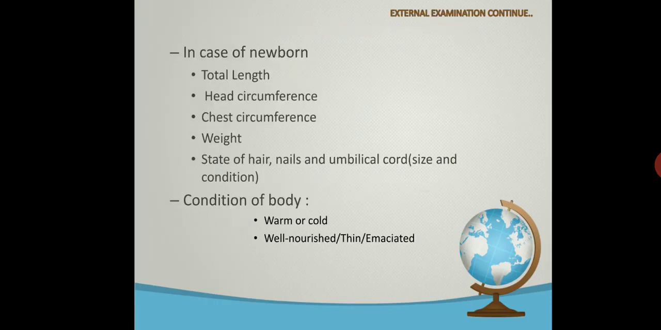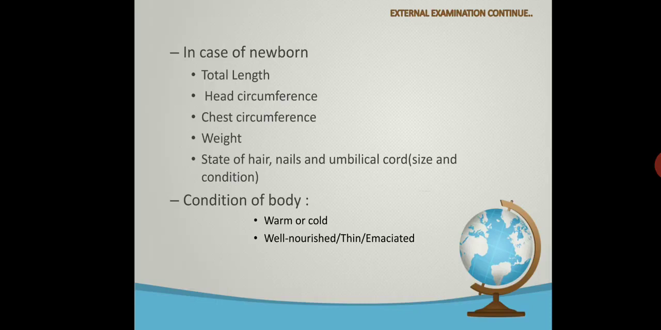Second thing, if you have to do a postmortem examination of a newborn child, then you have to mention further things about the length of the newborn, head circumference, chest circumference, weight, the state of hair, nail and umbilical cord, etc. And after that, in the external examination column number 10, one thing, dear student, take in mind, please bring your journal so you can understand all those things or particular columns much better.